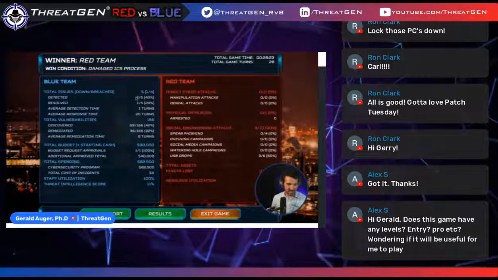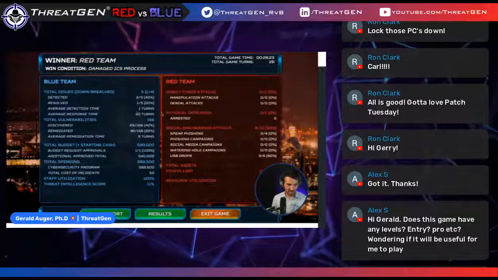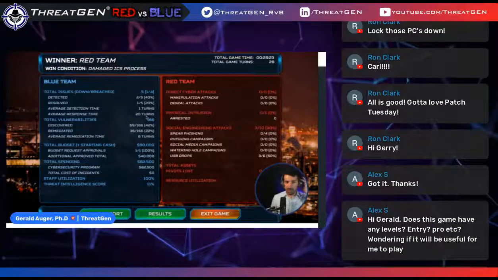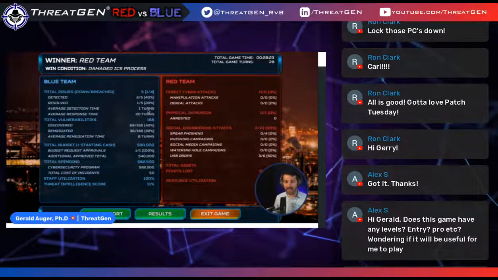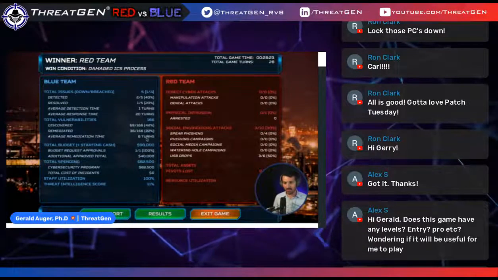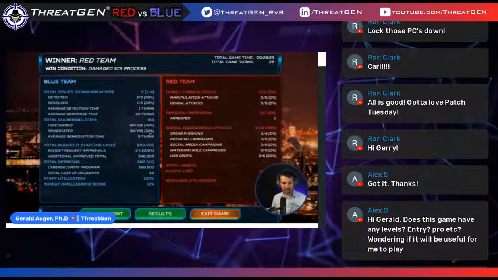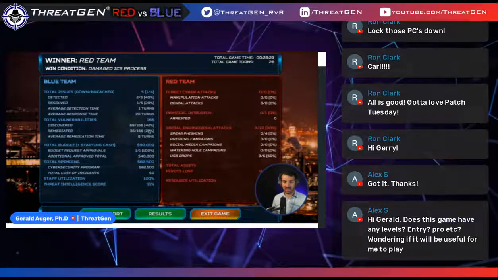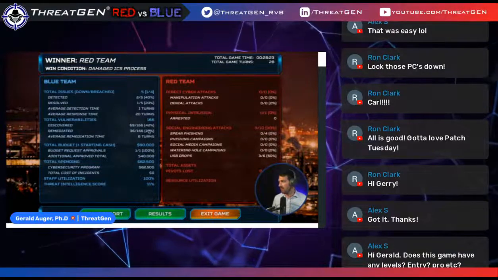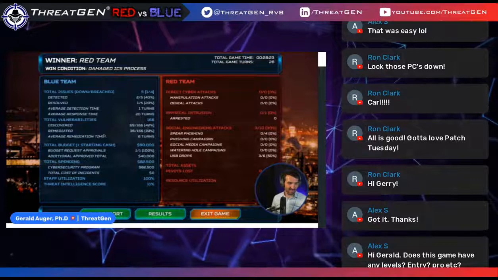5 assets down. I detected only 2 of them. Average detection time, 1 turn. Response time, 20 turns. So, okay, what are we saying? We're saying that I had an asset that was pwned, and I had no idea about it for 20 turns. Meanwhile, while I'm patching systems and hardening, or changing creds, they were in there already. They were in there. God dang.